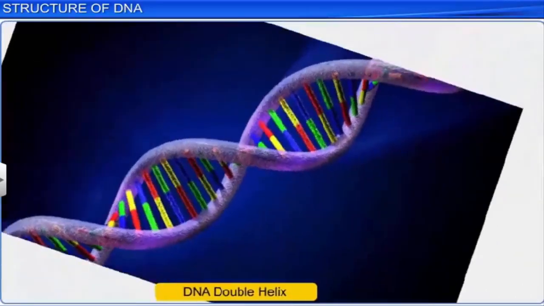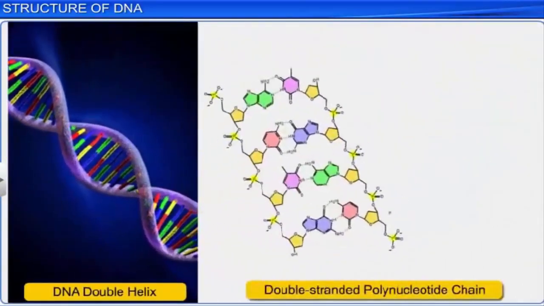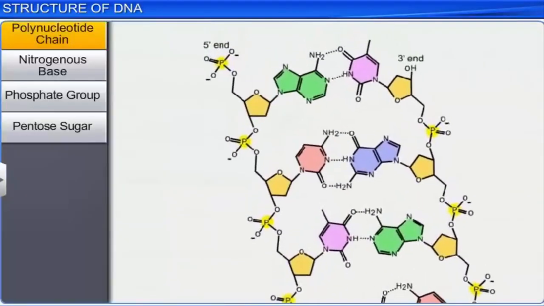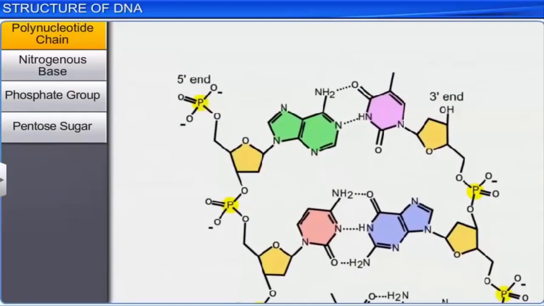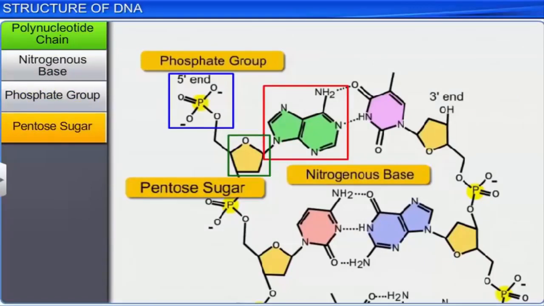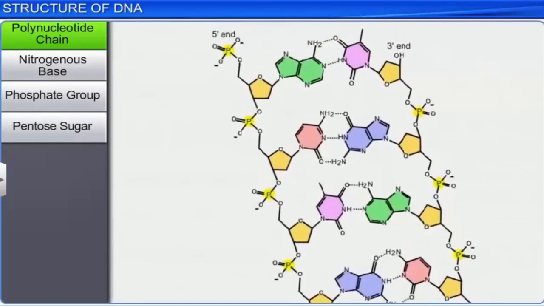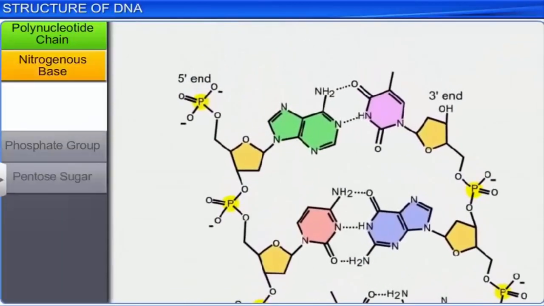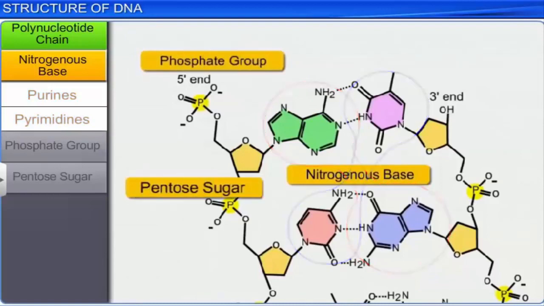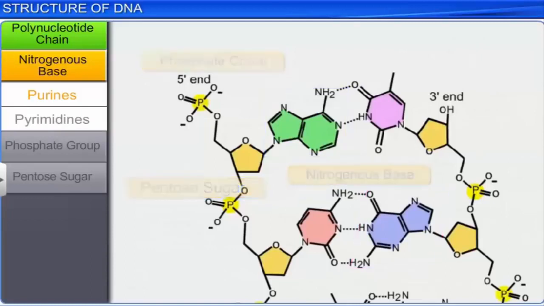Let us now learn about the chemical structure of a polynucleotide chain present in the DNA double helix structure. The polynucleotide chain is made up of three components: a nitrogenous base, a phosphate group, and a pentose sugar, which is deoxyribose. Further, the nitrogenous base is of two types, purines and pyrimidines. The purines comprise adenine and guanine, while the pyrimidines comprise cytosine and thymine.